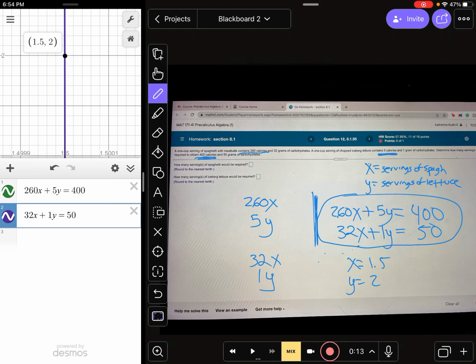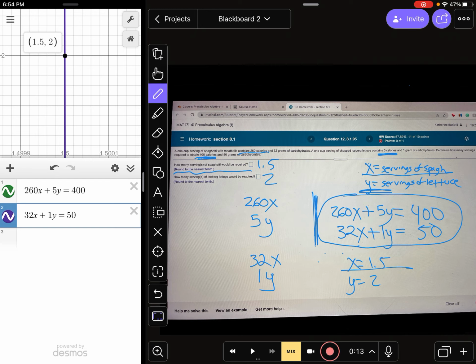So it says right here, how many servings of spaghetti would be required? Well, x was servings of spaghetti. x is 1.5. So that's going to be 1.5 servings of spaghetti. And y is, what do we say? Over here it's 2. So y equals 2. y is servings of lettuce. So it's going to be 2 servings of lettuce. And that's going to be your answer.